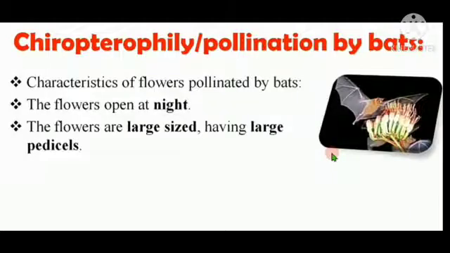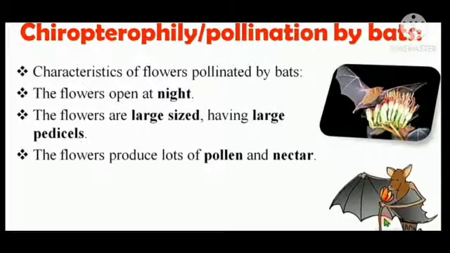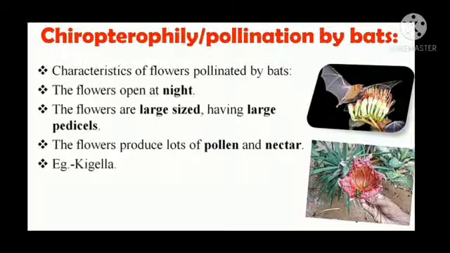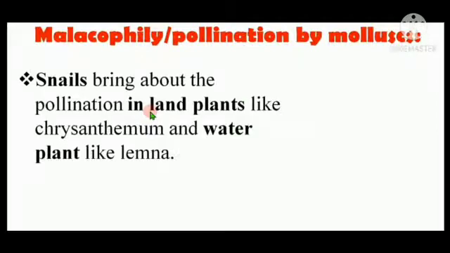Now next is your chiropterophily, or pollination by bats. Now the characteristics of flowers pollinated by bats are: the flowers open at night. As all of you know that bats are nocturnal, right? So the flowers are large sized, having a large pedicel. The flowers produce lots of pollen and nectar so that they can attract the bats at night. An example is Kigelia.